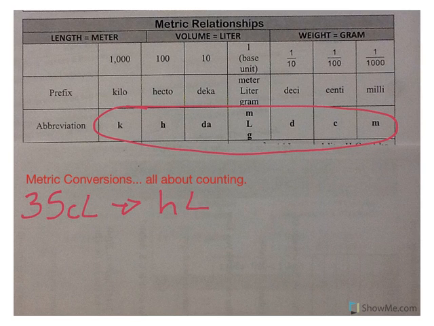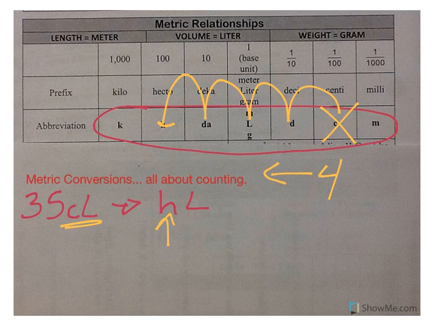So what do I start with? I start with centiliters, and that's here. So I always put the X over where I start, and I want to go to hect. So if I think about it, I start in the cent, and I go 1, 2, 3, 4. So notice I went left 4 places.